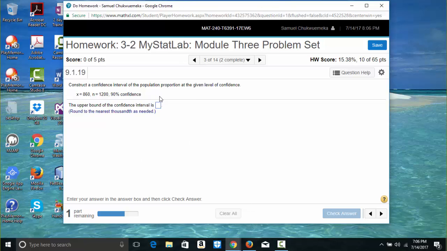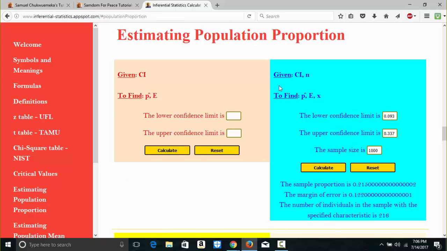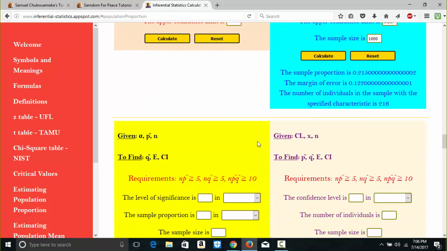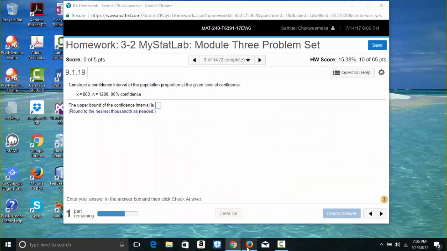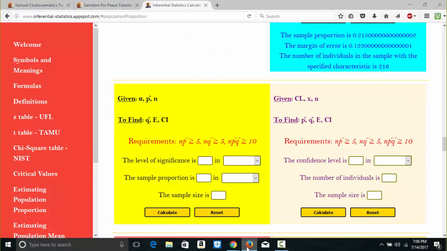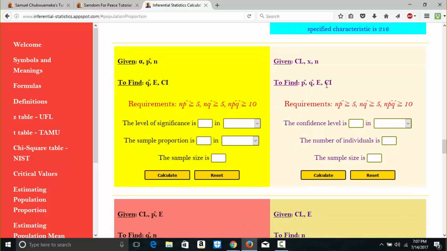So this is estimating population proportion. They gave us X, N, and then CL, the confidence level. So look for given X, N, and CL. Okay, and they want us to find the confidence interval. So we're going to use this right here.